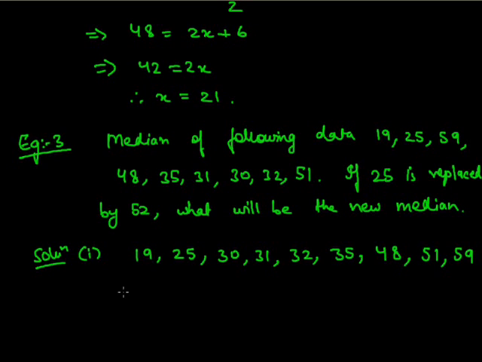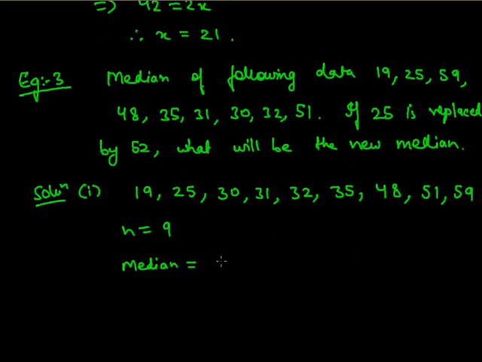Now as you can count here, the number of observations, that is the value of n here, is 9. So the median in this case, when the number of observations is odd, will be the (n plus 1) by 2 observation. That is n plus 1, n here is 9, so 9 plus 1, 10 by 2 observation, that is the fifth observation is our median. If you can see here, our fifth observation is 32. So median in this case is equal to 32.